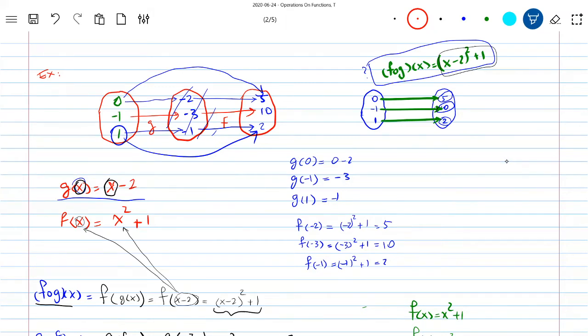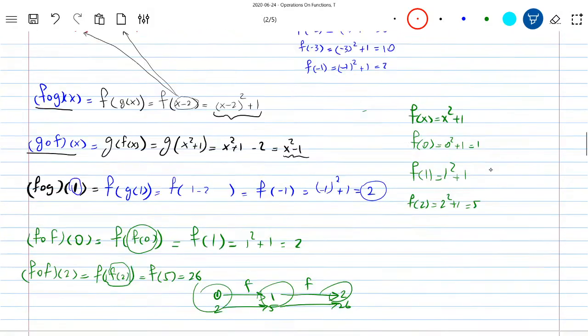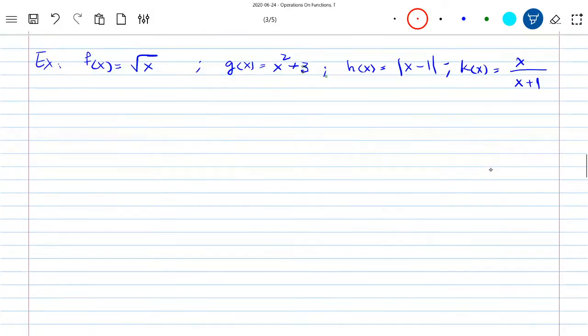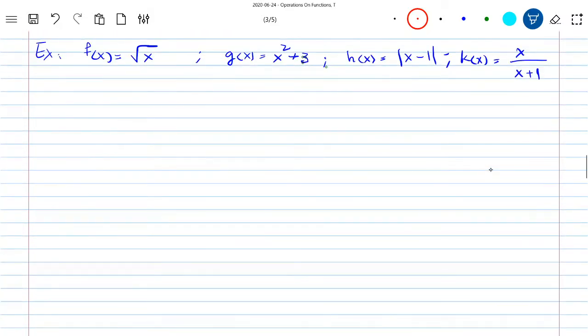Then what it does is it starts from the domain and goes through the g function. It gives you a y value in g. Then that y value in g goes in as an input of the domain for f. Then what you get is some y value in f. We can combine all these and say, okay, I'm going to write it as 2 functions composed together.